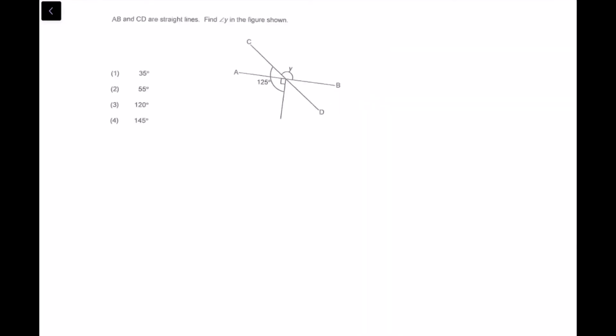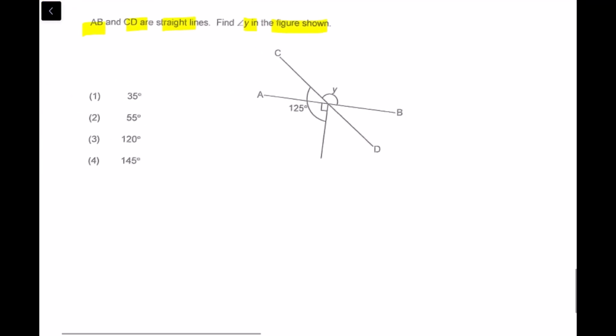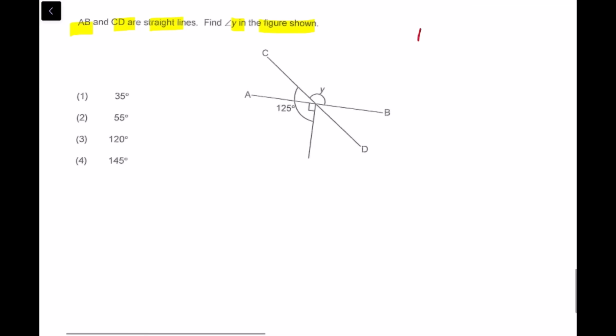AB and CD are straight lines. Find angle Y in the figure shown. Okay, this is a pretty simple question. It's quite straightforward. We know that there are two lines, AB and CD, and both are straight. So okay, let's focus on line CD first, this line over here.